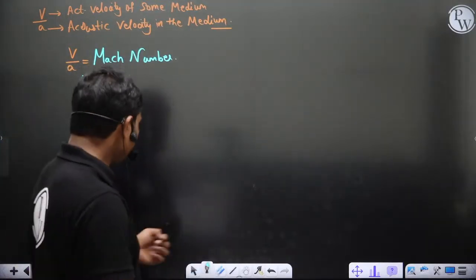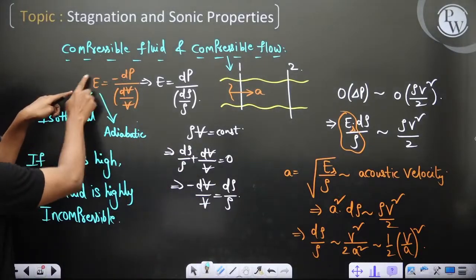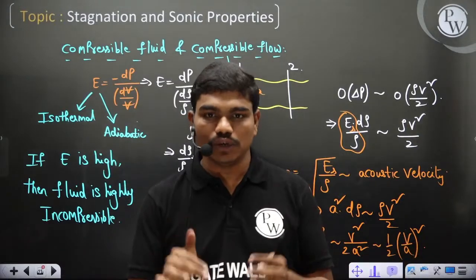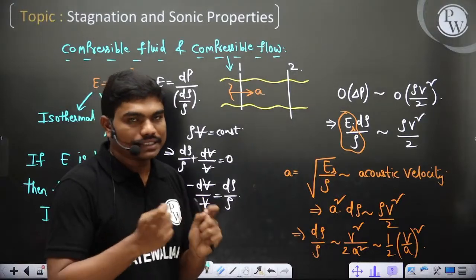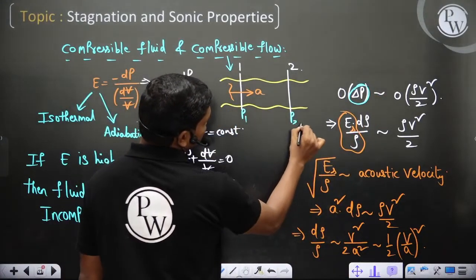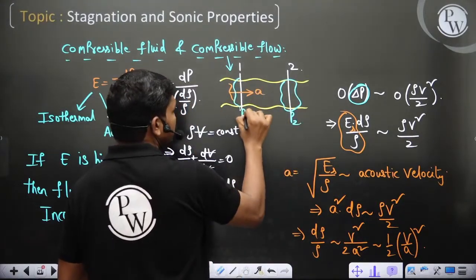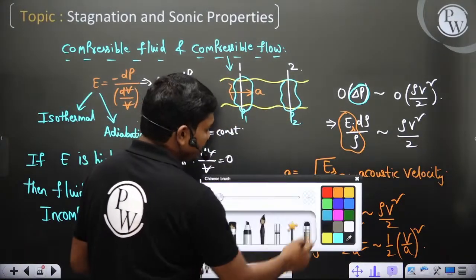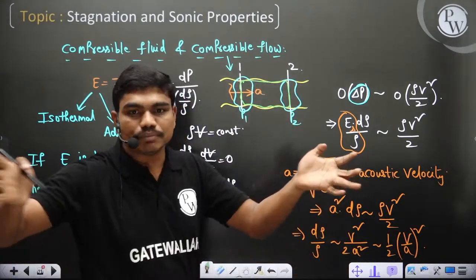Okay, so if you want to decide whether a fluid is incompressible or not, you will see the bulk modulus value. If bulk modulus is very high, the fluid is highly incompressible. If bulk modulus is very low, then definitely the fluid is easily compressible. But in case of fluid flows, what happens here is, because of the pressure change, let's say here the pressure is P1 and here the pressure is P2. Then definitely, because of this pressure difference, the fluid which is lying in between will be subjected to some pressure.